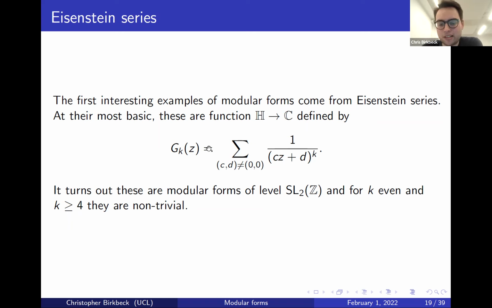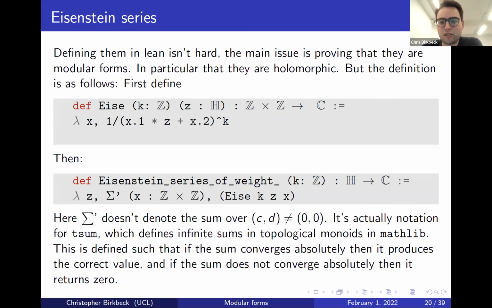I wanted to do this in Lean, because I didn't want to have just the 0 function as an example of a modular form. I wanted something more interesting. So this is why you want to do Eisenstein series. And to formalize this definition is not very hard, just the definition of this function. You just do this in 2 steps. The hard bit is going to be proving that they're holomorphic.